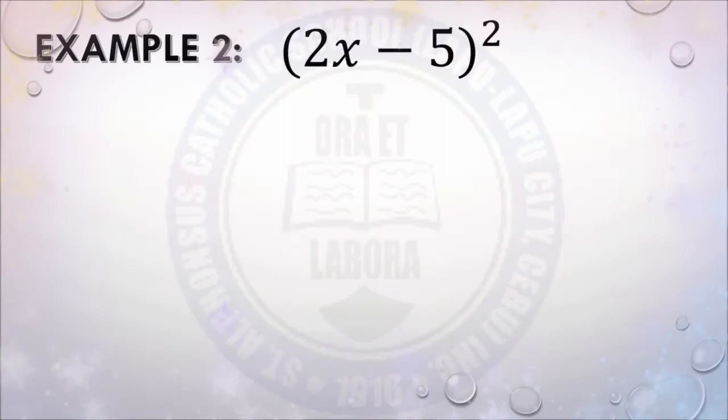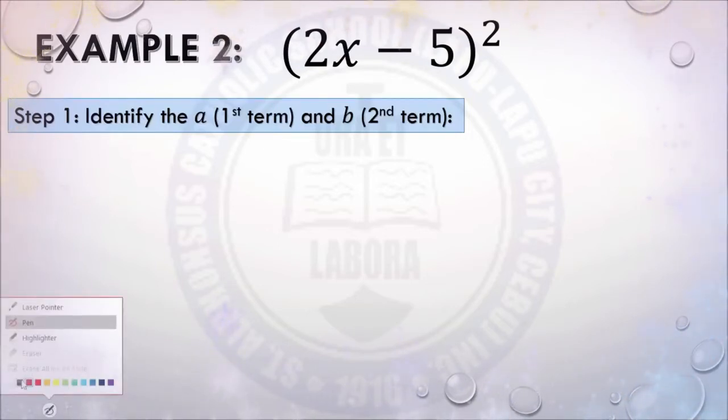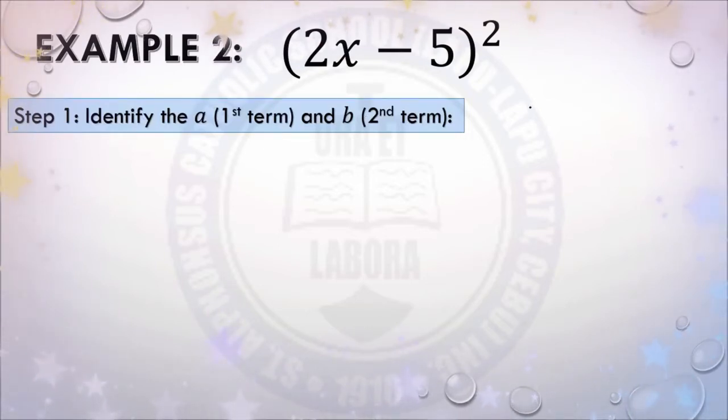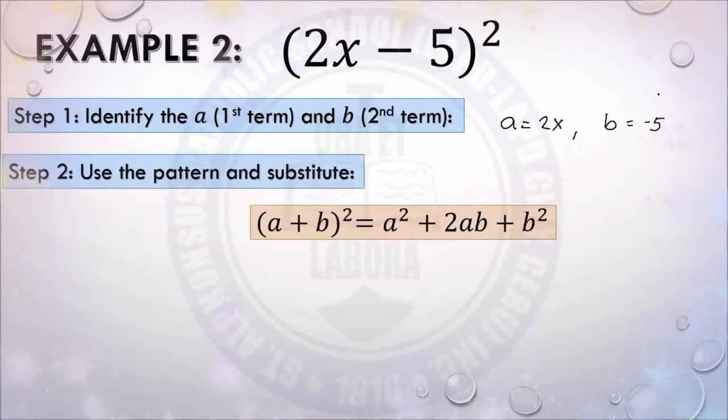Next example, 2x minus 5 squared. Again, the very first step is you identify your first and second term. Your first term is 2x. Your second term is negative 5. Next step, use the pattern and substitute.